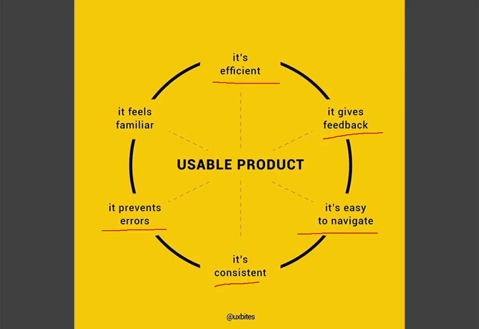Okay, a usable product should prevent errors. If you are about to make an error, it should tell you beforehand. I mean, if you are about to lose a lot of data, it should ask, are you sure?